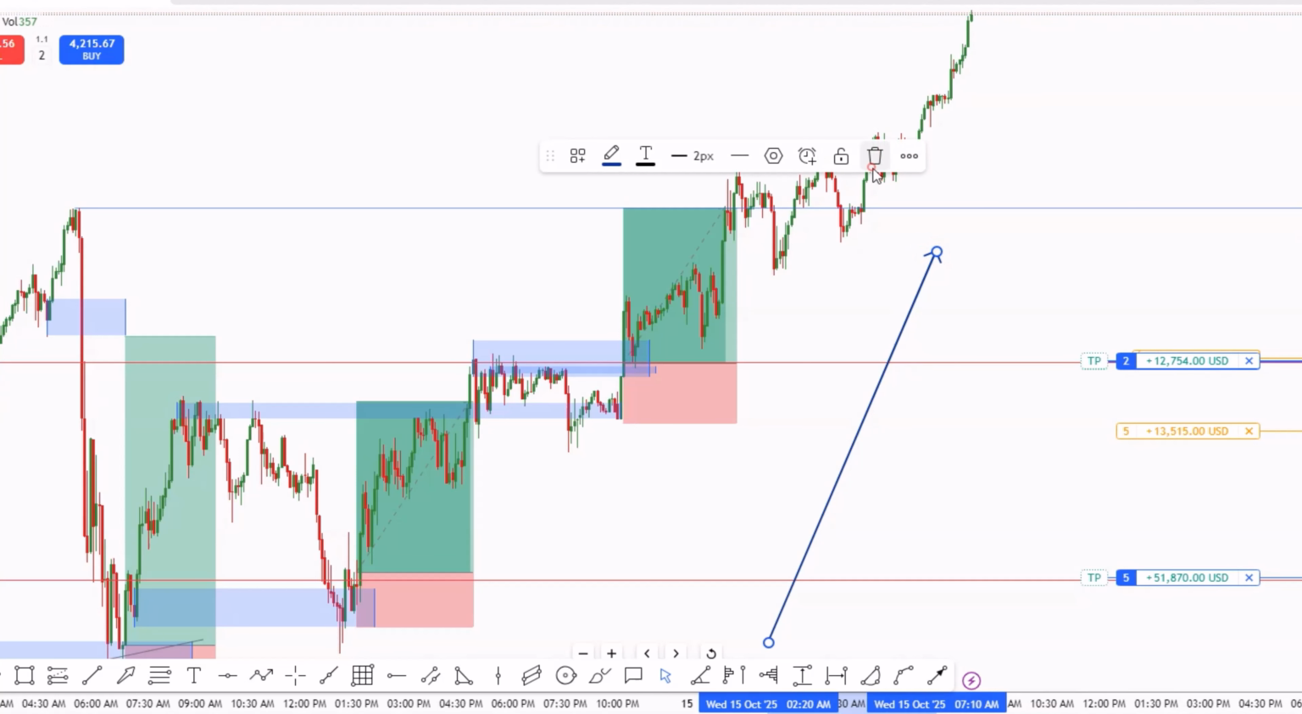Just look closely at this move right here. Price gave us a high, dropped back down, went to that same high, couldn't push through, dropped, then pushed again all the way back to that same high. What do you think is happening?